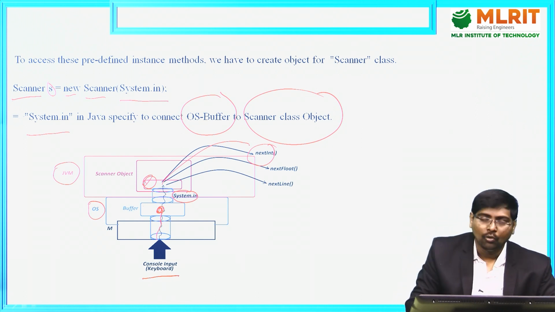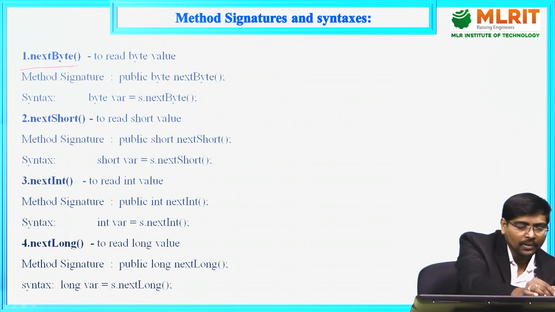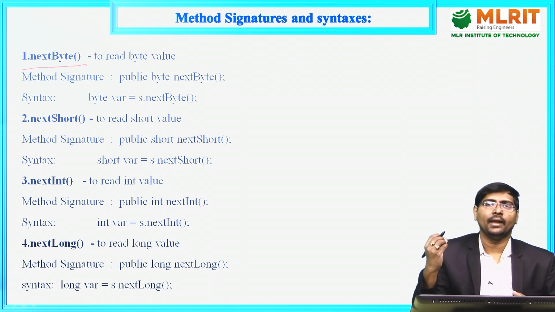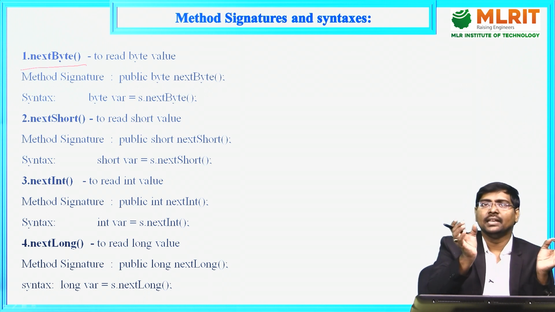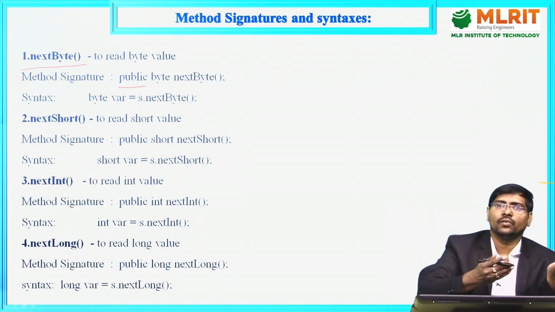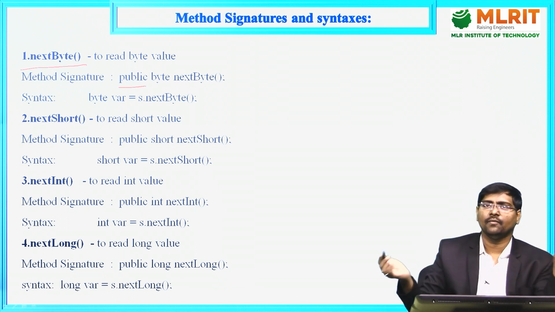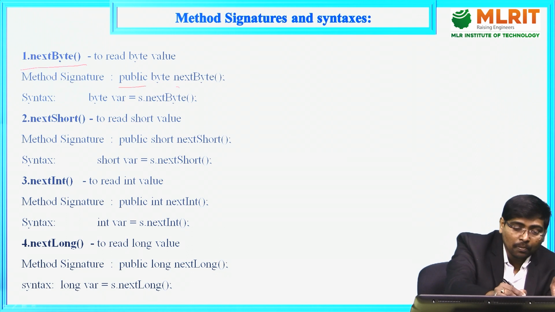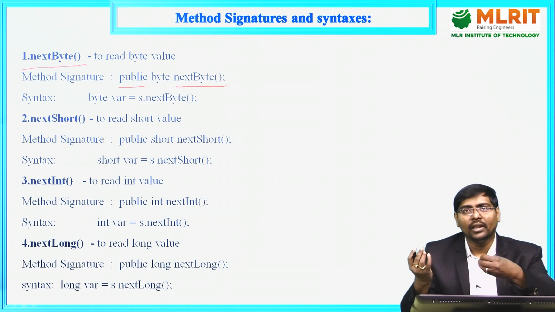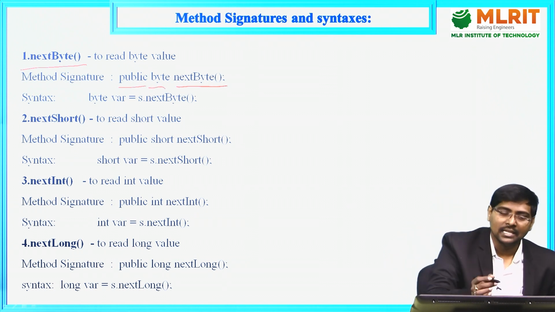Okay. Now move to all the methods one by one. What is the first method? nextByte. Purpose is simply to read a byte value. What is the signature? The signature specifies the complete method heading. Public is the access specifier; depending on the situation, you can write private, public, protected, or default. nextByte is the method. What does it return? What type of data it reads? It returns that particular type of data. So, byte. See the syntax?